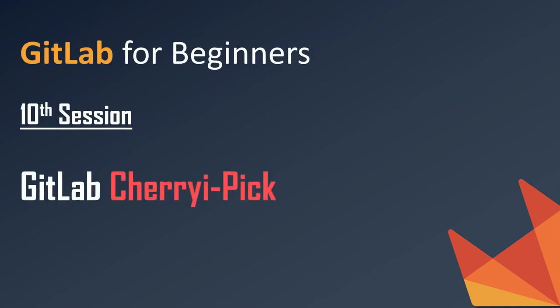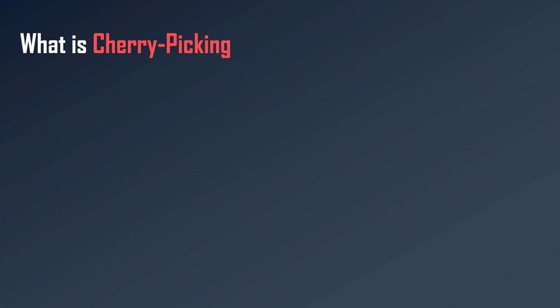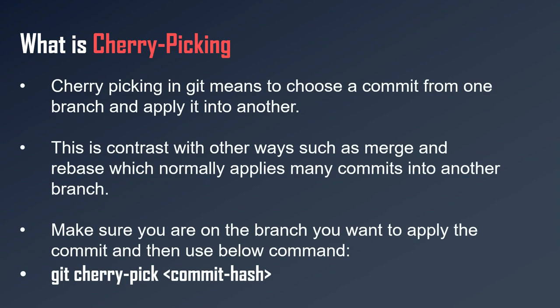So in the previous session, we saw the difference between fetch and pull, right? Now in this video, we will see a very important topic which is cherry pick. So let's first try to understand what cherry picking is. Cherry picking in Git means to choose a commit from one branch and apply it to another, right?